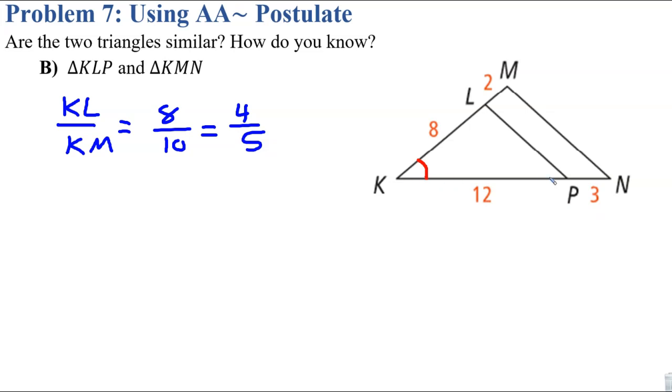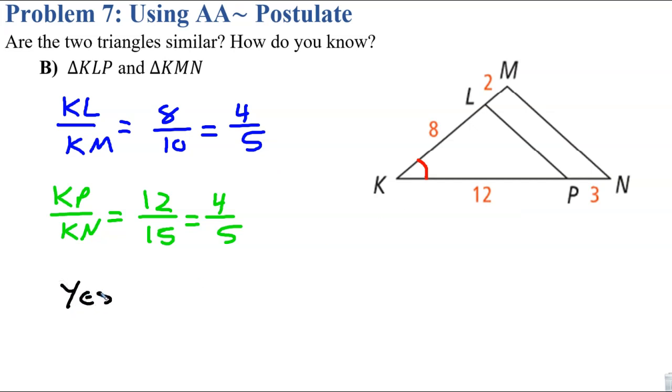And then what we need to look at is KP over KN to see if we get the same thing. KP is 12. KN is 12 plus 3, which is 15. All right, both 12 and 15 are divisible by 3. It reduces down to 4/5 as well. Okay, so what I have is proportional sides surrounding a congruent angle. Therefore, are these triangles similar? I can say yes, by SAS similarity, the side-angle-side similarity theorem.